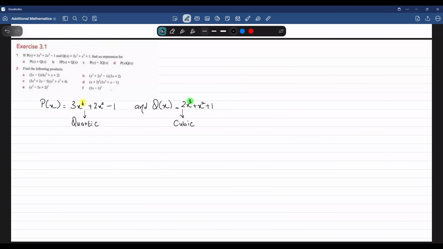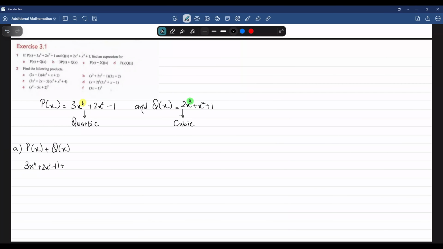Now what they've told us for part A is to add them up. They have told us to add Px plus Qx. Now again, simple as that. I'm going to just copy down these first of all. So 3x raised to power 4 plus 2x squared minus 1.